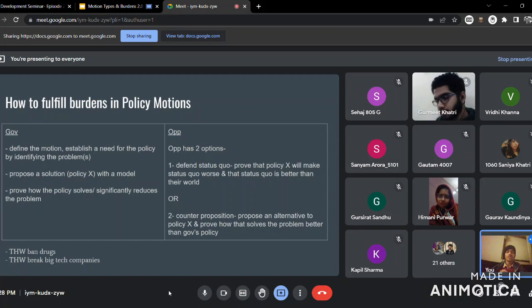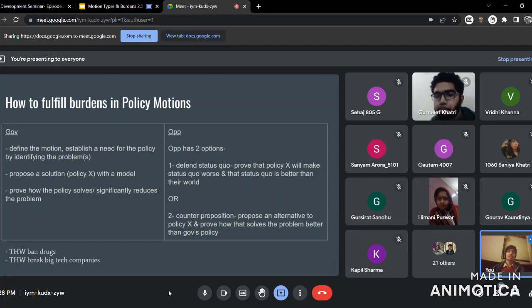The first thing that they can do is defend the status quo, which means that if Gov is following policy X, Op can say that we don't want to do anything about this issue. We want to continue as we are right now because policy X will make the world a worse place than what we are living in.